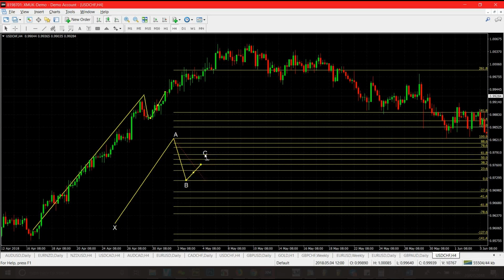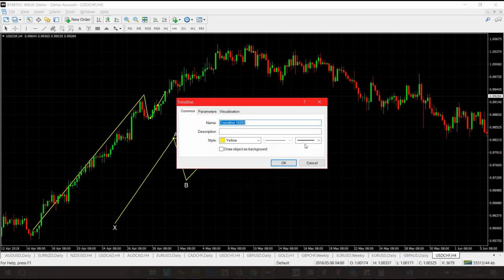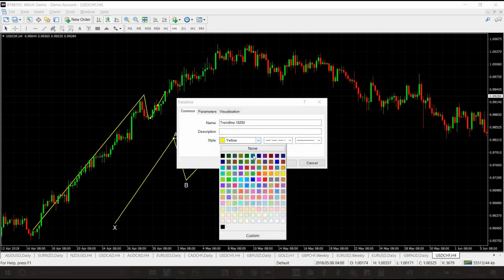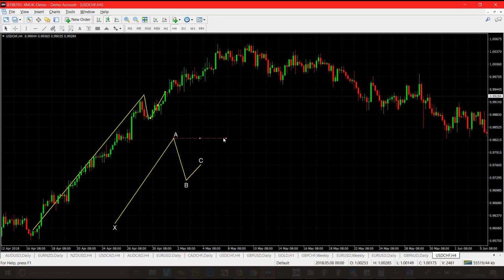So that is your C leg. So I'm going to delete this one. So this is the no-go area. This line right here mustn't be crossed. Let's put that as a red. So this thing mustn't go that high. This is the 38. It can go as high as the 88.6.